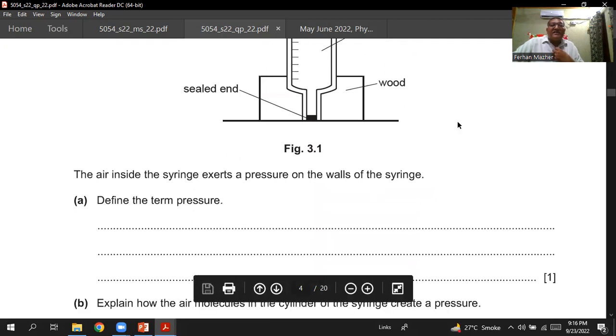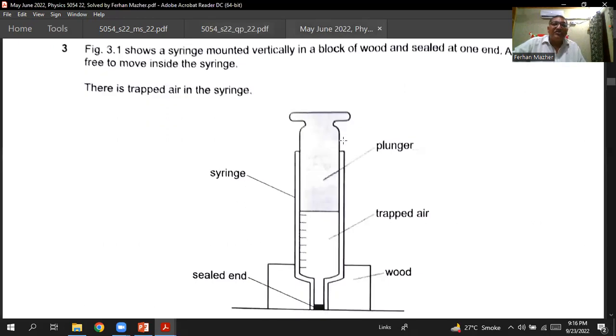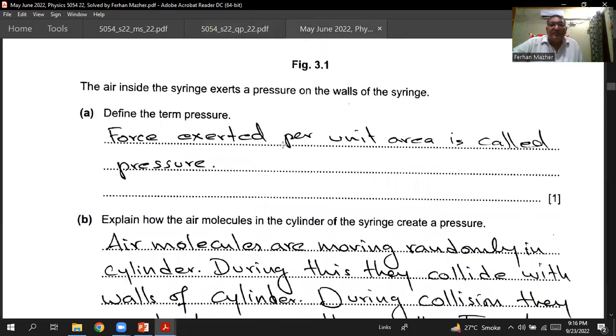The air inside the syringe exerts a pressure on the walls of the syringe. Define the term pressure. That is very simple. The pressure is the force per unit area. The force acting per unit area, that is called the pressure. It's a 1 mark question. So the force exerted per unit area is called pressure.